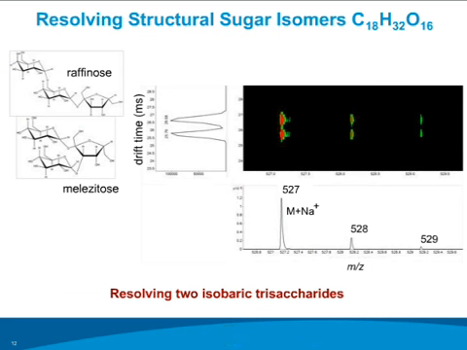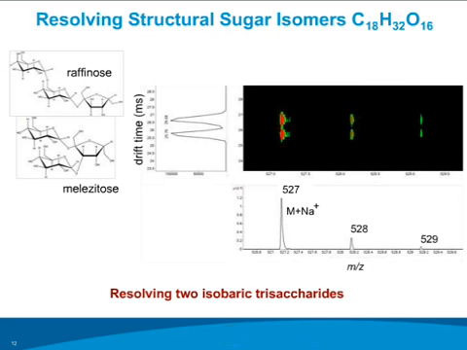And if you notice, the one that comes out first, the melezitose, is more of a compact structure. Looking at it, you can imagine how the area or the cross-section of this molecule would be smaller than raffinose, which is shown on the top, and that is in fact the case. It comes out about 1 millisecond later.